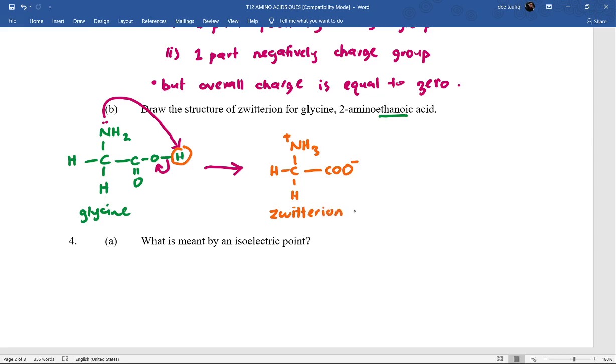Zwitterion of glycine. Okay, so we have one part positive NH3 part, and then we have one part negative COO part, but the overall charge is equal to 0.